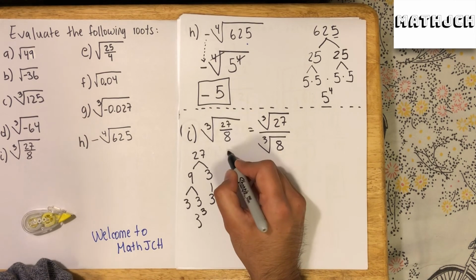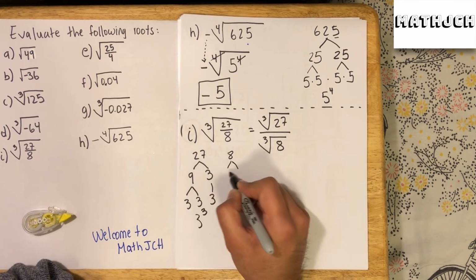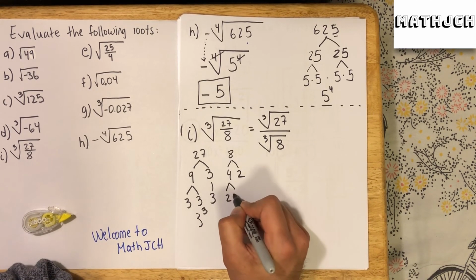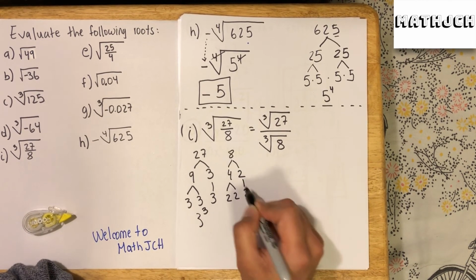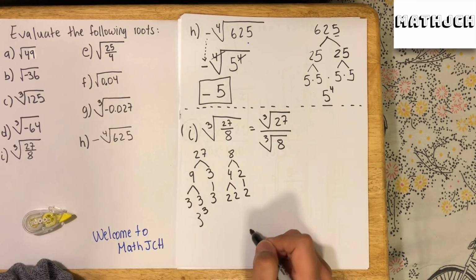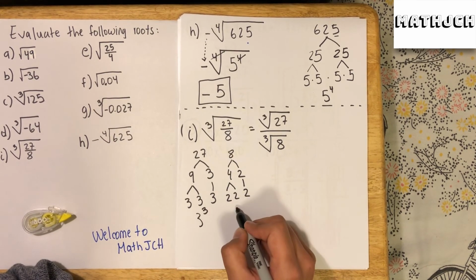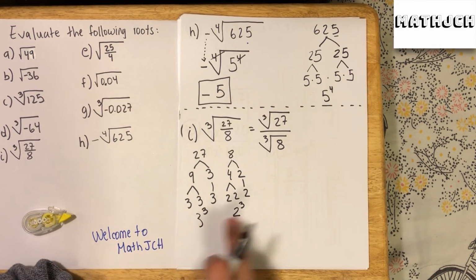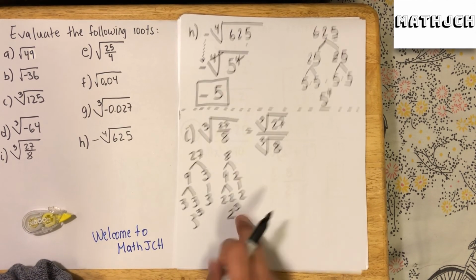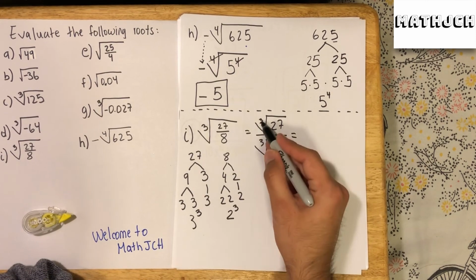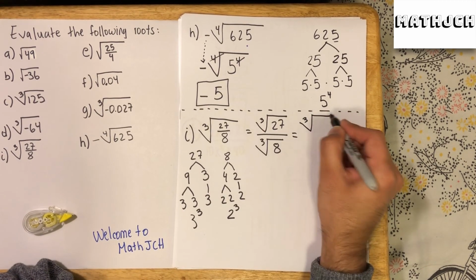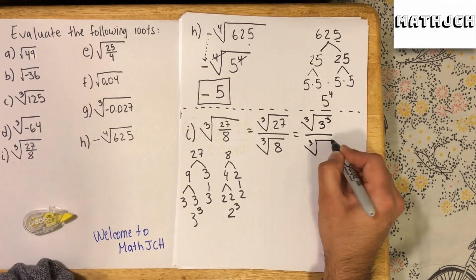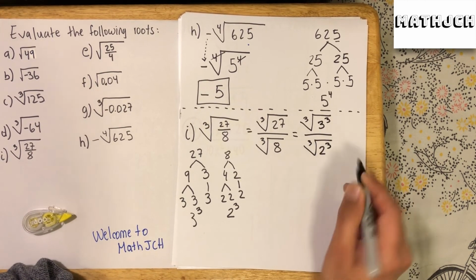Now let's break down 8. Let's do it here. 8 is 4 times 2. And 4, we could break it down as 2 times 2. Bring down that 2 from the first step. And so we have 2 times 2 times 2, which we could rewrite as 2 power 3. So each number has an exponent of 3, which is the same as the index. Therefore, 27 is 3 power 3, and 8 is 2 power 3.